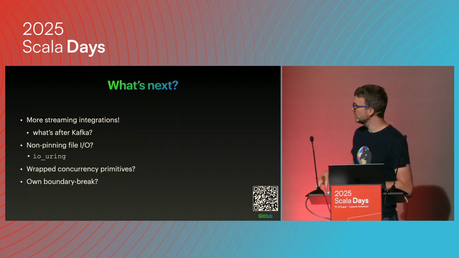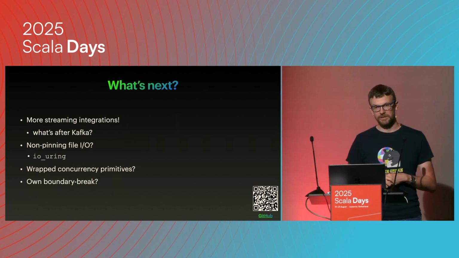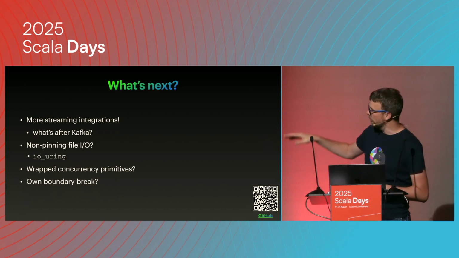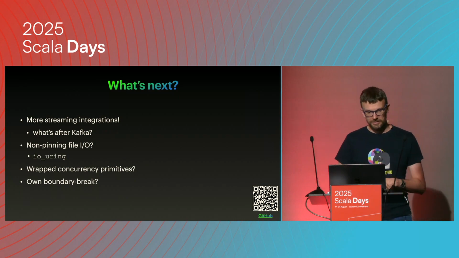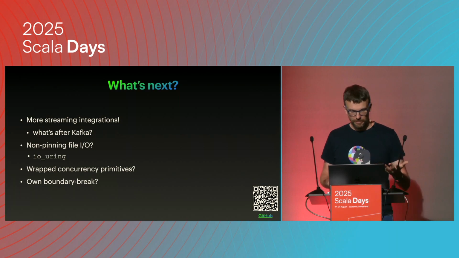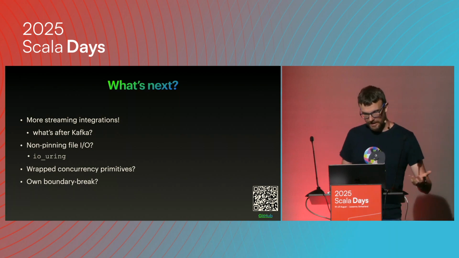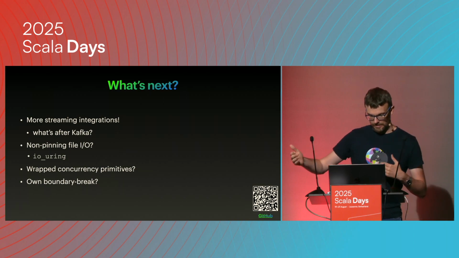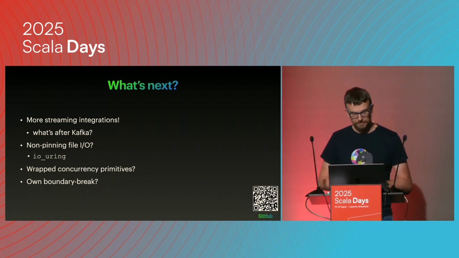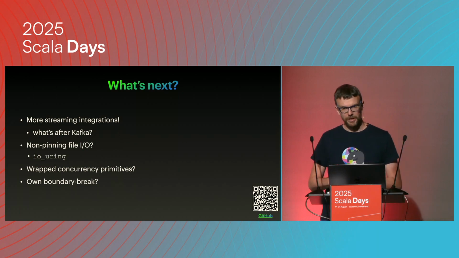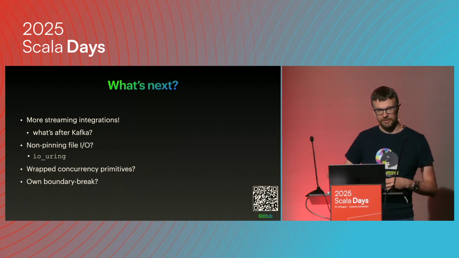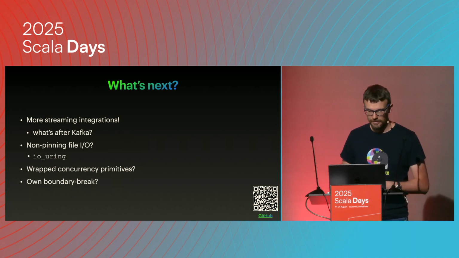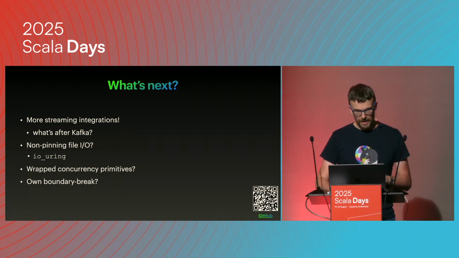We might also explore wrapping concurrency primitives from Java with a nicer Scala API, or using our own boundary break, because the problem with the boundary break in Scala is that the exception that's used to escape and implement the break is not considered fatal, which means a try wrapper, for example, can catch it. So that's not ideal.